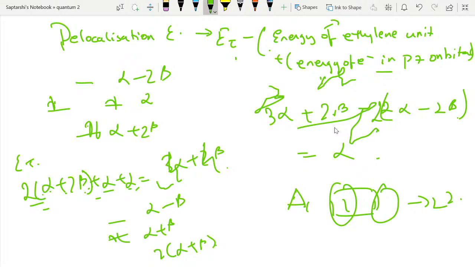And over here, there are two ethylene units, and the energy of them is alpha. So this will be 4 alpha plus 4 beta. This will be also 4 alpha, 4 beta. So all will get cut. This will be equal to 0. And 0 is the answer that is given. Right. That is how it's done.